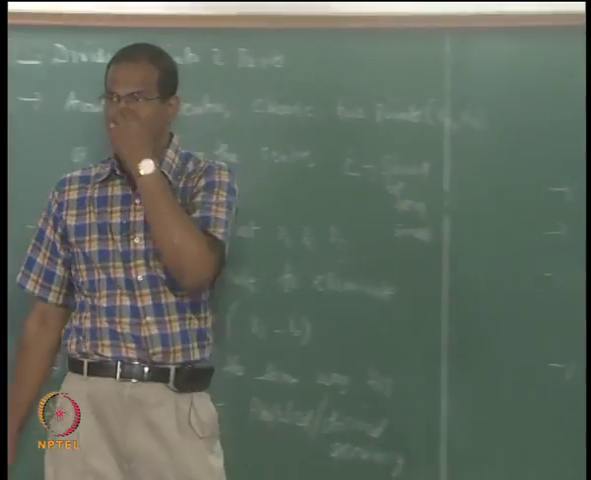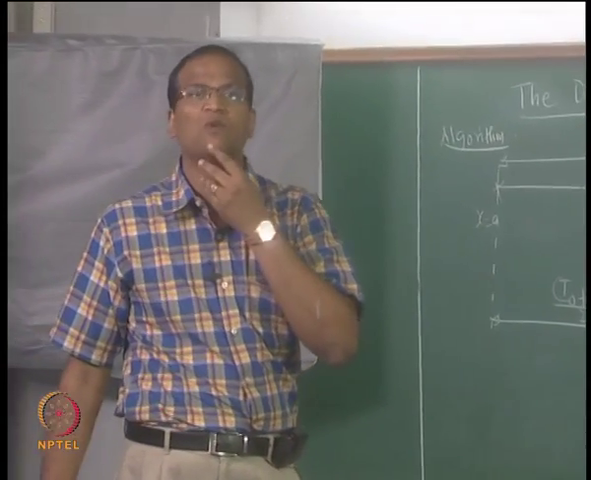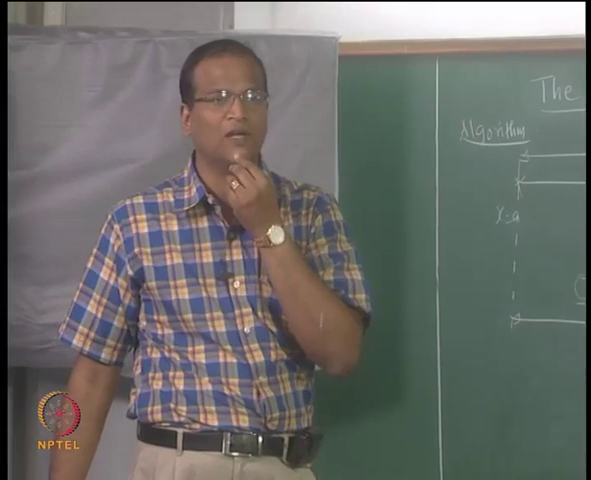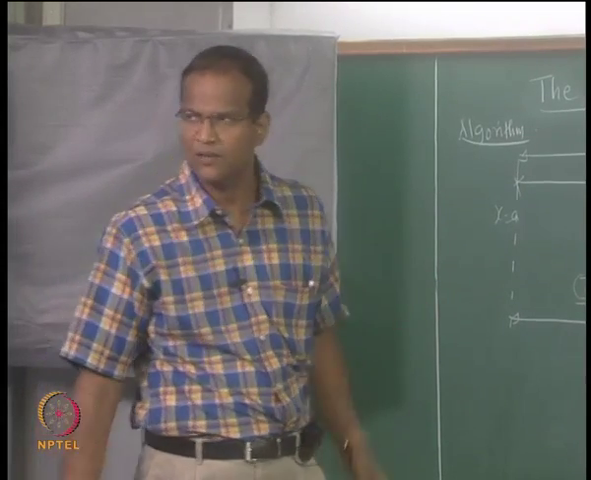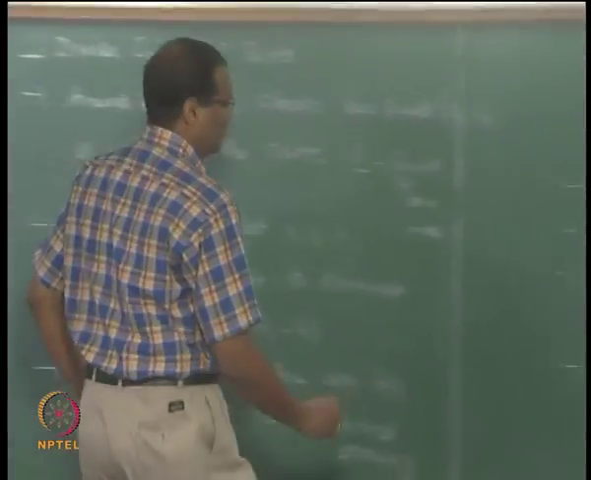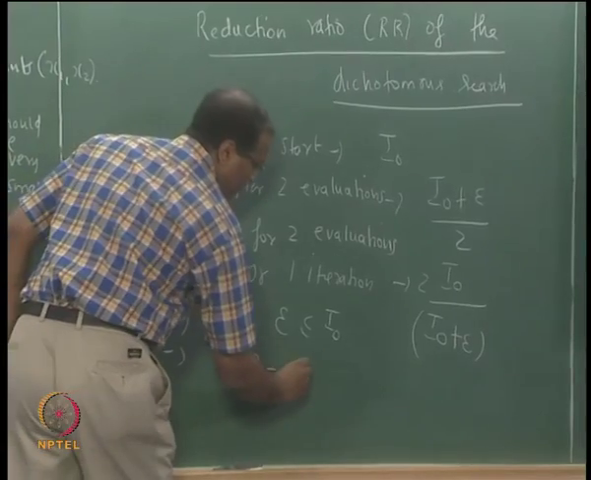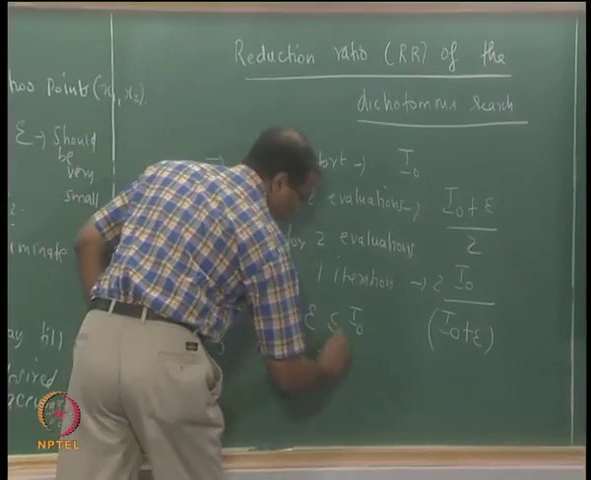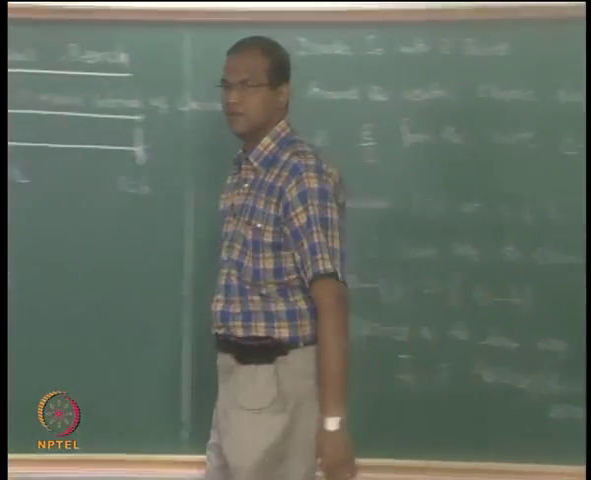Now if epsilon is much smaller compared to I naught, okay, if this is 1 meter, I take it as 5 millimeter. Which one? I naught is 1 meter, epsilon is 5 millimeter or 2 millimeter, it is okay. Then RR will be equal to 2 to the power of 1. Okay, is that clear?